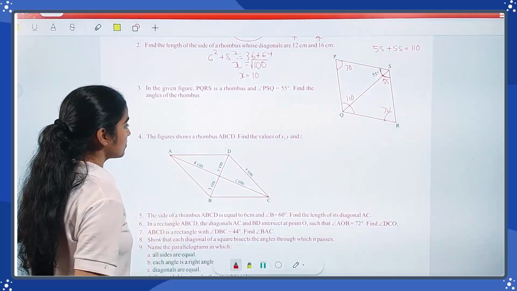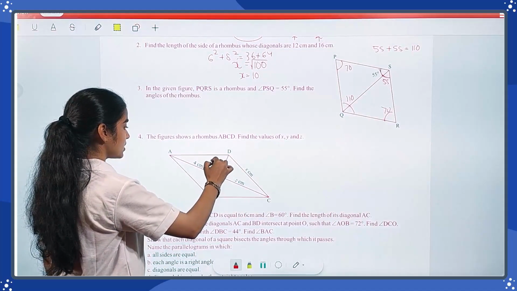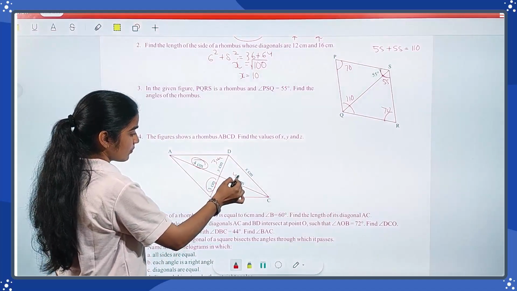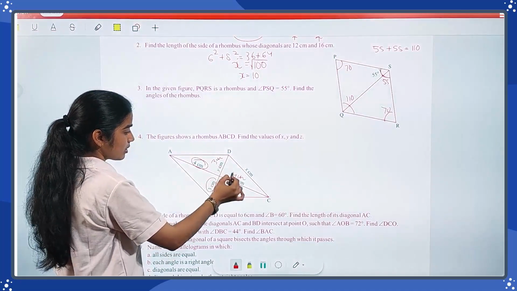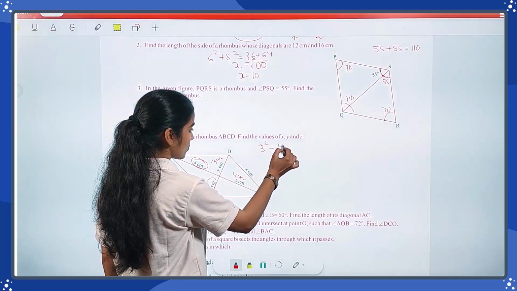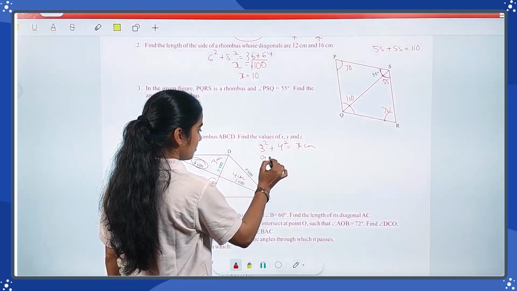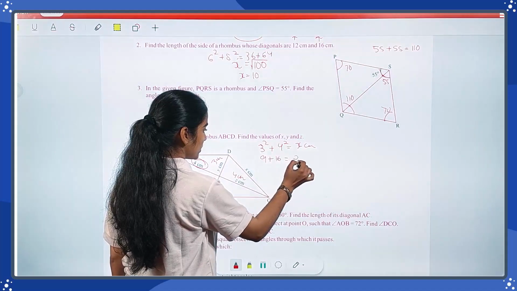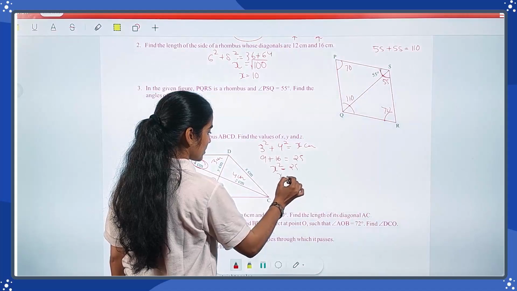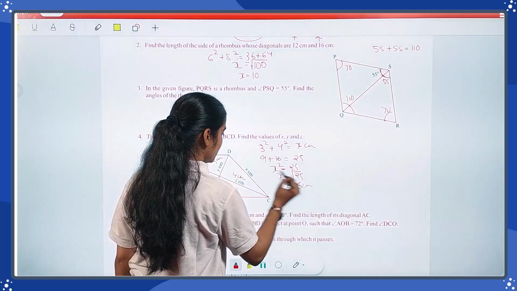The figure shows a rhombus ABCD. Find the value of x, y and z. So if this is 3 centimeter, it means it is also 3 centimeter. If this is 4 centimeter, it means it is also 4 centimeter. And if you have 3 centimeter, 4 centimeter, so 3 square plus 4 square is equal to x square. 9 plus 16, that is equal to 25. x square is equal to 25. x is equal to root 25 and x is equal to 5 centimeter.